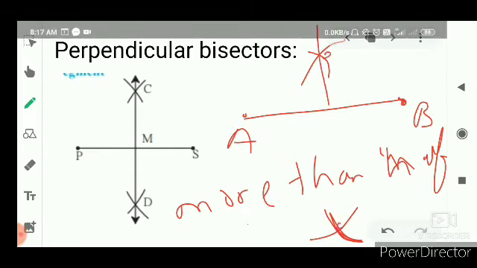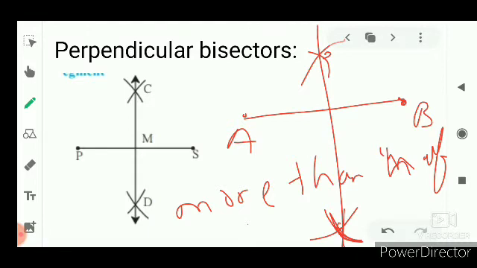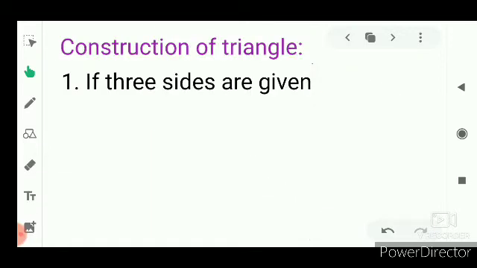Okay, we will join these 2 points. Then this line is the perpendicular bisector of segment AB. If we measure the lengths of these two, then this will be 2 cm and this will be 2 cm. It means that this is the perpendicular bisector which divides the segment AB into two equal parts, that is of 2 cm and 2 cm. Okay, clear?